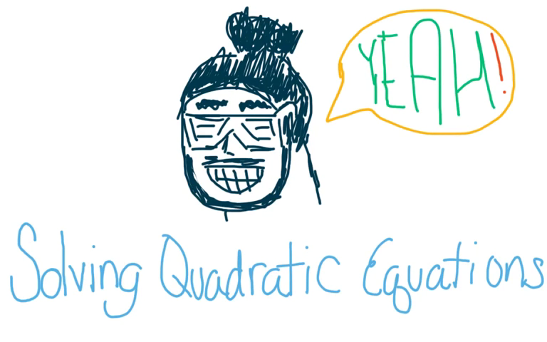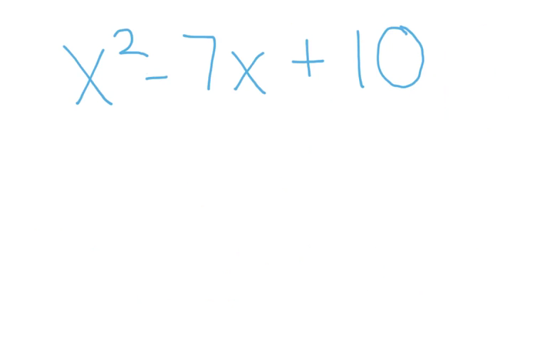And this is Ivan, and we're going to talk about solving quadratic equations today. Here we have a quadratic equation, x squared minus 7x plus 10. To begin solving, we must find two factors of 10 that add up to negative 7. The two numbers that we have are negative 5 and negative 2.